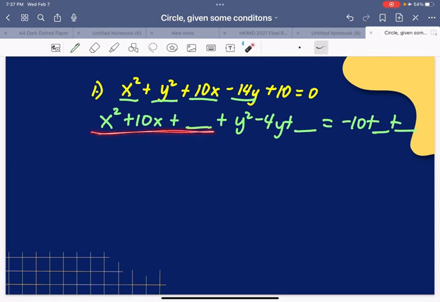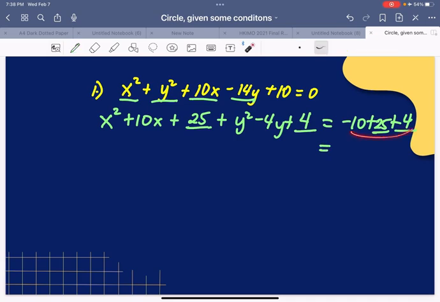Okay? Then, gawin na natin itong perfect square trinomial. Ano yung kalahati ng 10? Or 10 divided by 2? That is 5. I-square natin yan, yun ang i-add natin dito, 25. So, plus 25 din dito sa kanan. Next, negative 14. So, kung i-divide natin to sa 2, 7. 7 squared, 49. So, yan ang i-add natin para maging perfect square trinomial dito. So, mag-a-add din tayo ng 49 dito sa kanan.